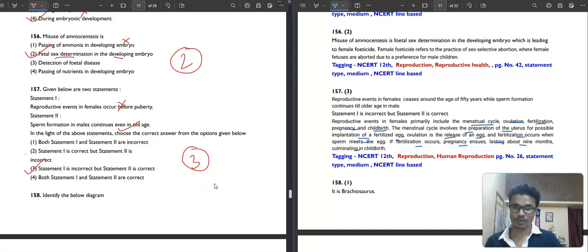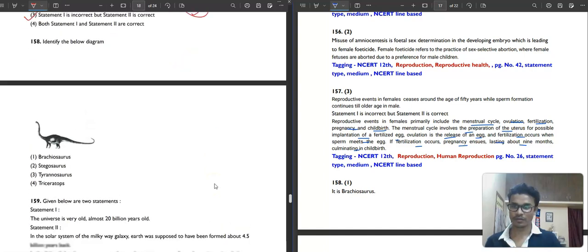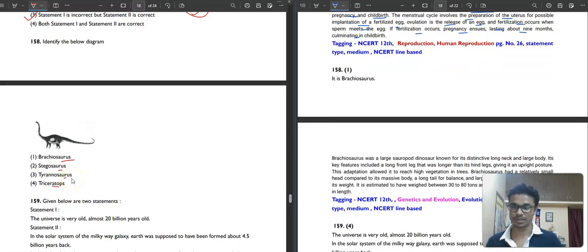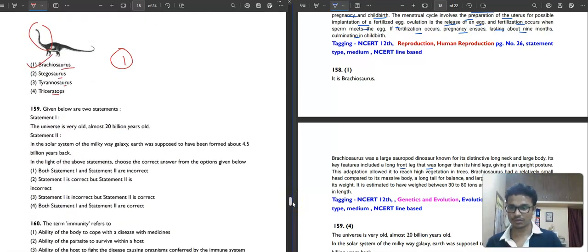Next question is question number 158. You have to identify the diagram. It is saying Brachiosaurus, Stegosaurus, Tyrannosaurus, Triceratops. Oh my God, this is a very hard name. I guess I am seeing this for the first time. So this is obviously your Brachiosaurus. First option is your answer. Brachiosaurus is a dinosaur known for a distinctive long neck. They have a very long neck and a large body. Key features include the long front leg. You can read all this, I don't need to, I know what it is.